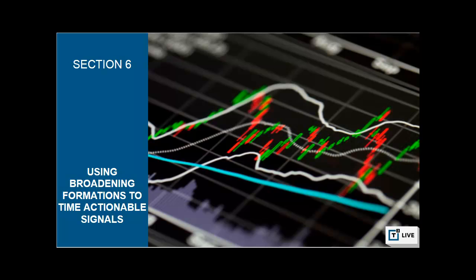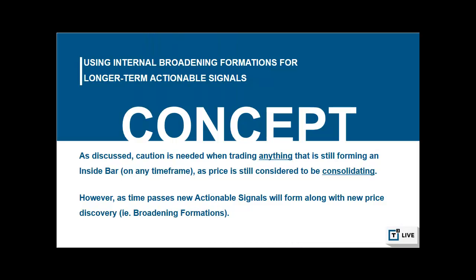Section 6, using broadening formations to time actionable signals. All right, this is very important. If you don't know this, this is why some people will just take the inside bars and the actionable signals without knowing how everything's lining up. So we can use these formations to trigger them. Just caution is needed when trading anything that's still forming an inside bar. We talked about that, going back and forth, tight. The range is tightening, and that's why we consider it consolidating, something that's still forming an inside bar on any longer-term time frame.